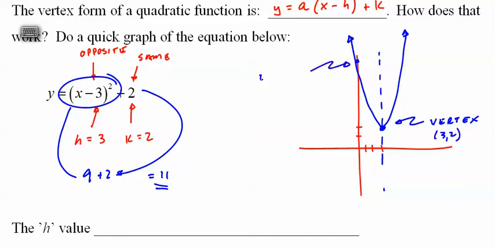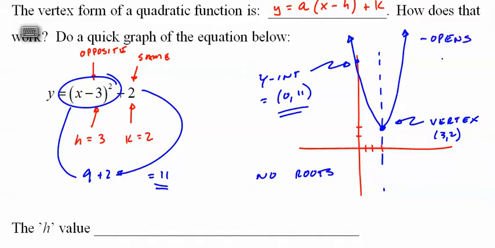Y-intercept 0, 11. No roots. Opens up. Now it's slightly different than what we've done in the past, where we've said it's a minimum. But we're just going to say it opens up. It's another way to describe the graph. Does it open up? Does it open down? Does it have a minimum? Does it have a maximum? Giving you lots of different ways to talk about quadratics.